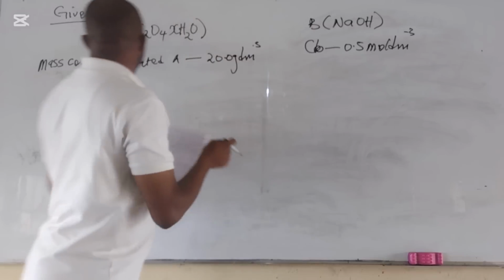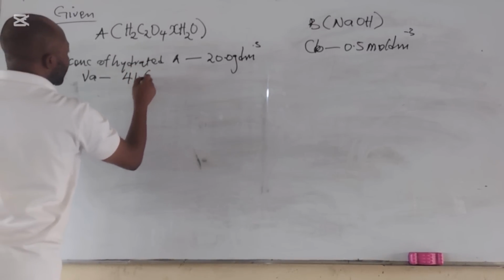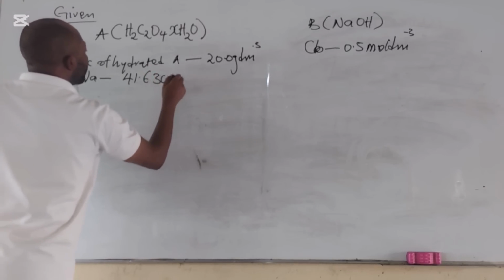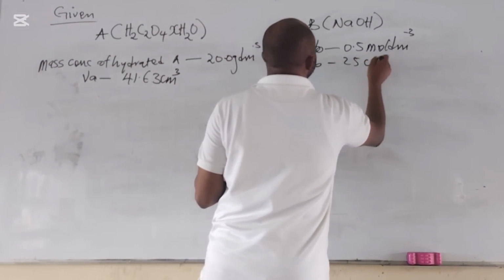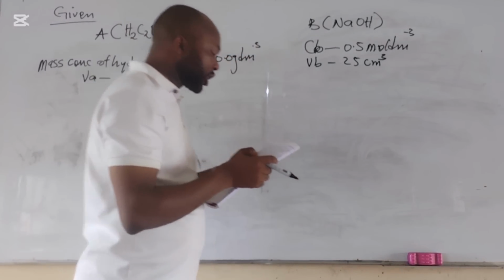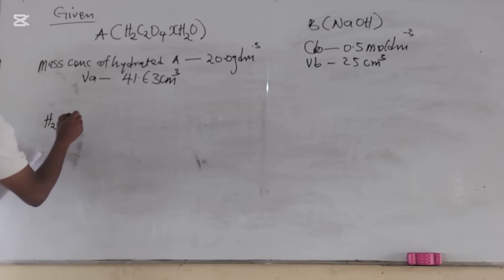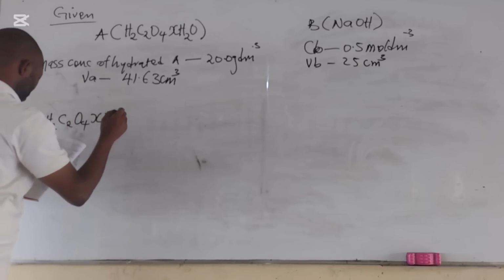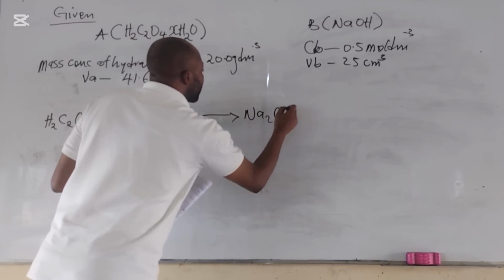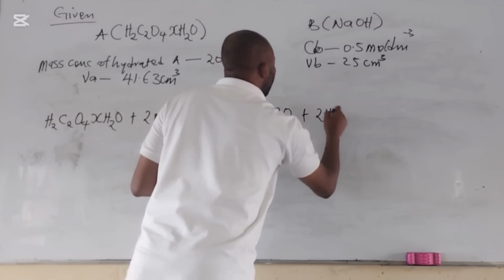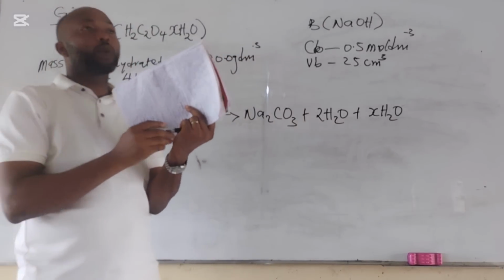If 41.63 cm cube of A, the volume of the acid, reacts with 25 cm cube of B, the volume of the base, calculate the concentration of A. The equation of reaction is given to be H2C2O4.xH2O plus 2NaOH, which gives us Na2C2O4 plus 2 moles of water plus xH2O. So this is what we have.